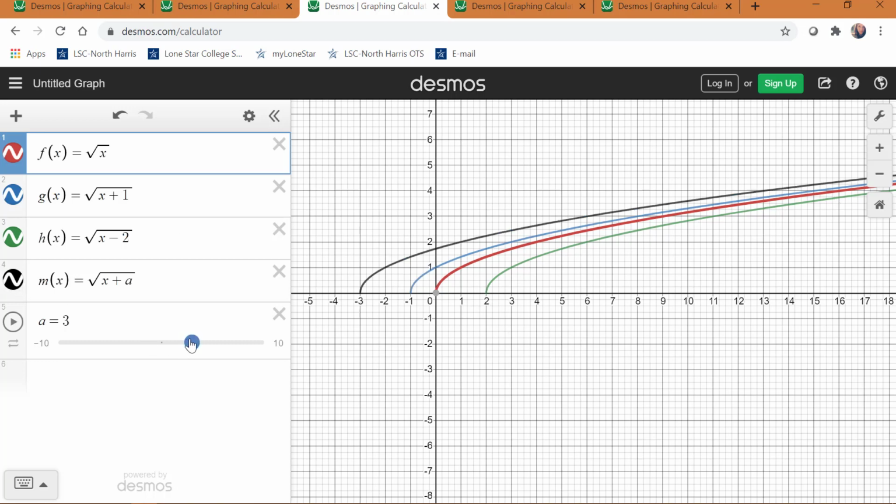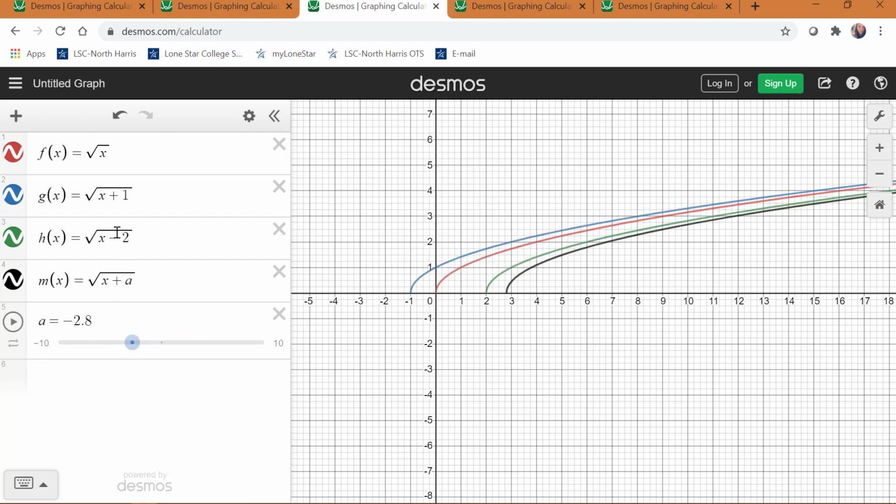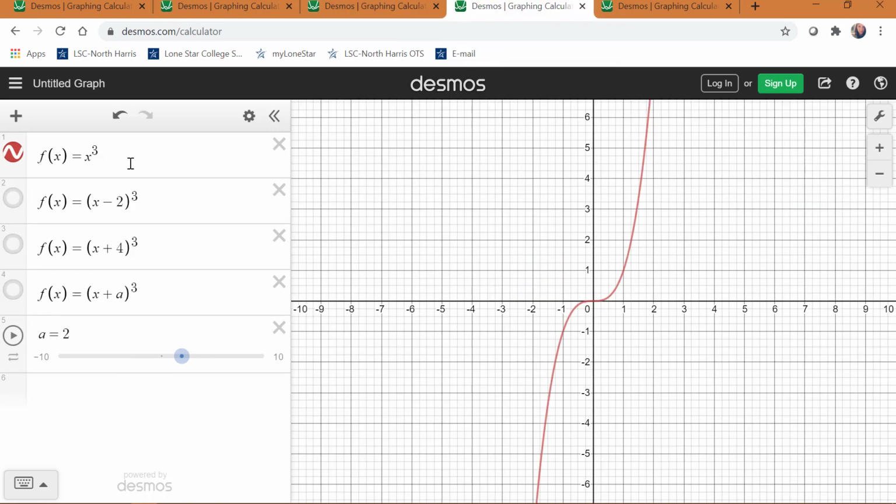Okay, so the shape again not changing. It's just shifting to the left or to the right based upon the number and the sign that I have underneath. Okay, let's look at the next one. Let's look at the cube. In order to add or subtract something on the inside to make that inside change for the cube function, just like with the square function, we have to include parentheses.